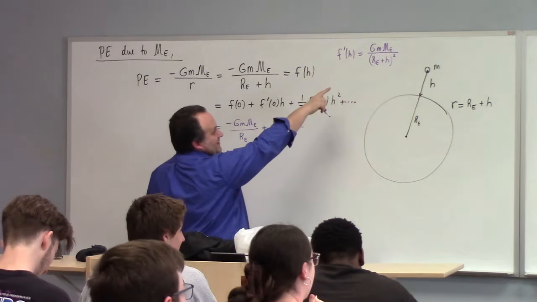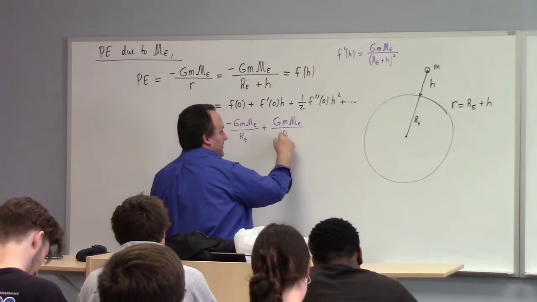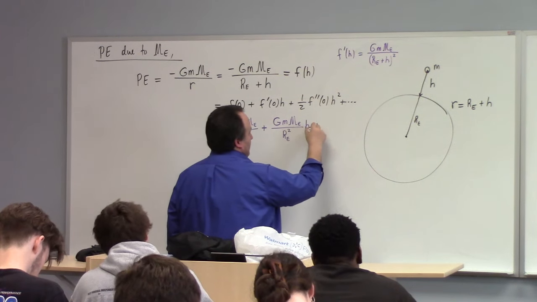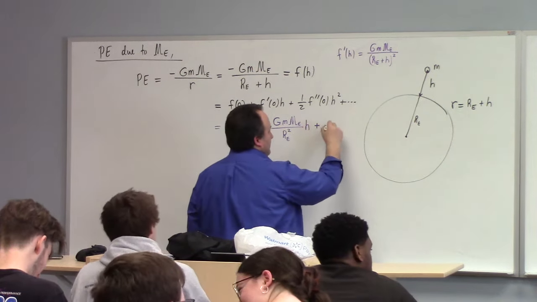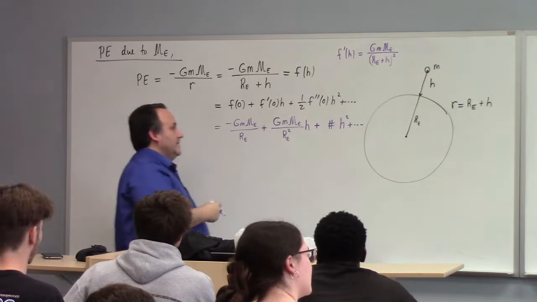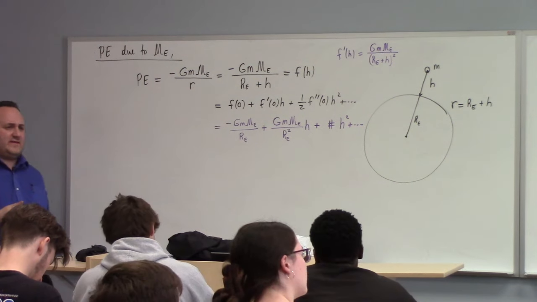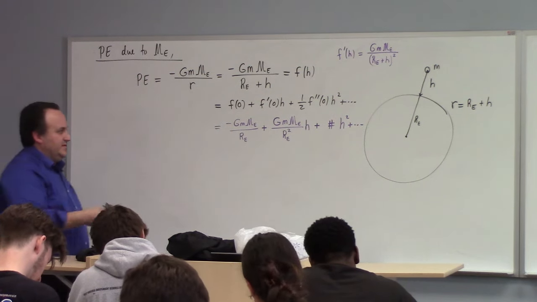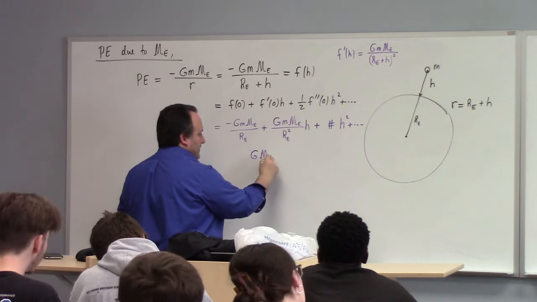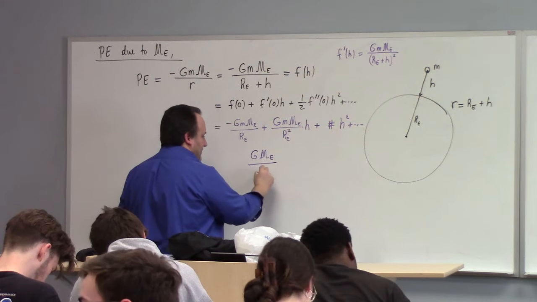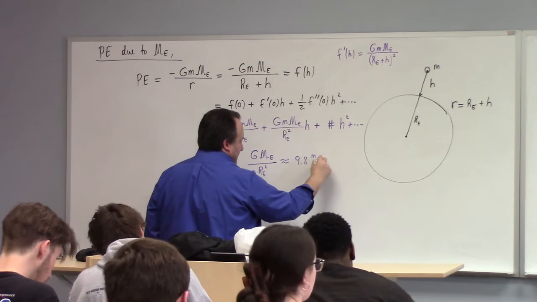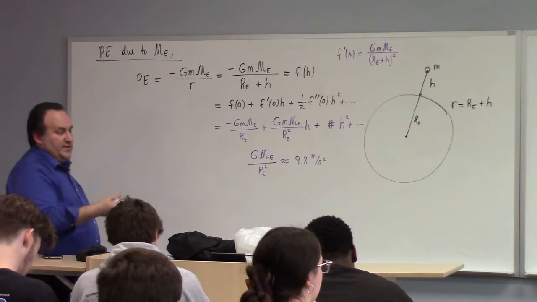So f prime of 0 is GM mass of the Earth over the radius of the Earth squared, times h. Plus some number times h squared, plus tinier stuff. Now, we worked this out before. What is this business right here? Notice that G times the mass of the Earth divided by the radius of the Earth squared is approximately 9.8 meters per second squared.